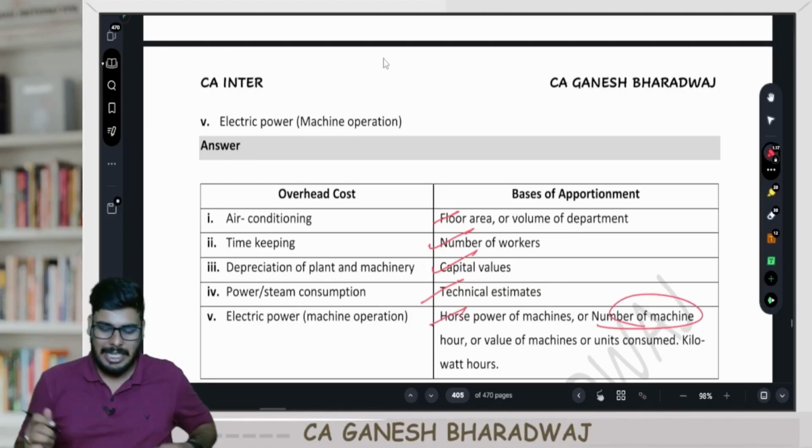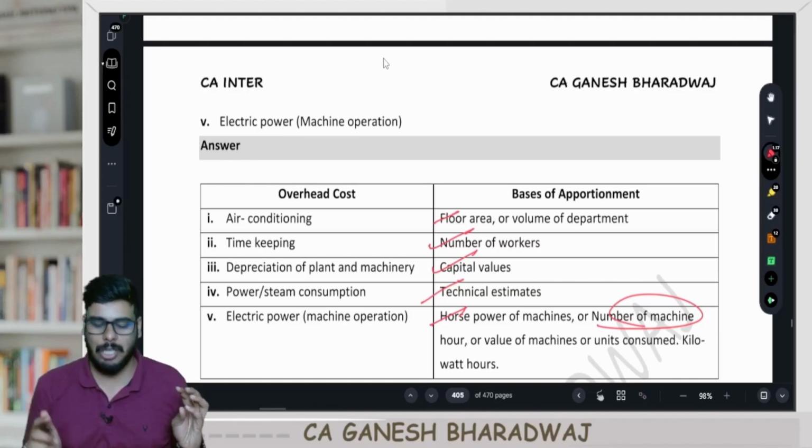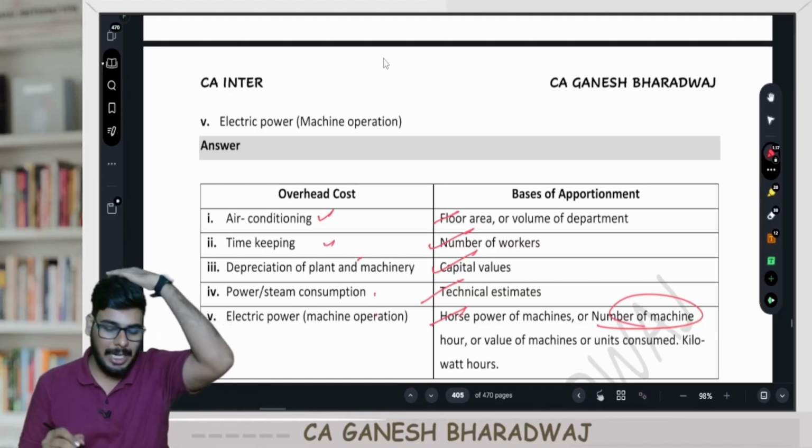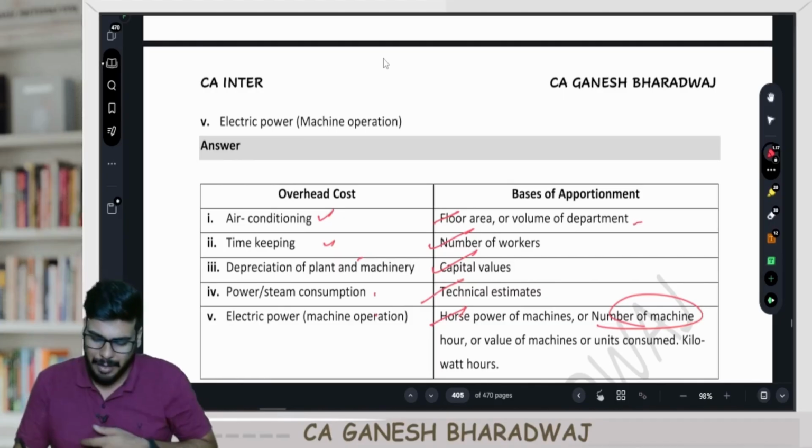Clear with this? So they are just asking you the basis of apportionment. This was a 5-mark question. In the theory question, they had asked for 5 marks. So you just need to mention this and leave it there.